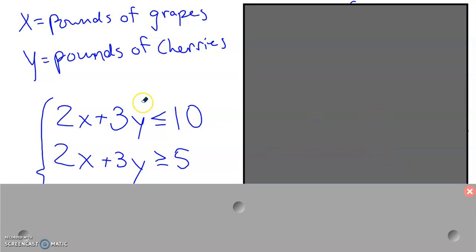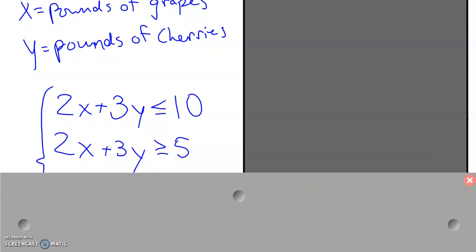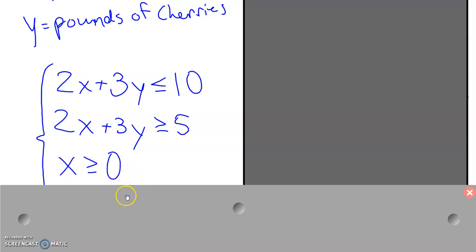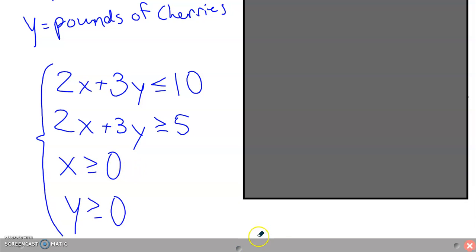constraints on these numbers. One thing you have to consider anytime you're doing a real-world problem is, can these numbers be negative? Can I buy a negative amount of grapes? And the answer would be no, I cannot. That would be like bringing grapes back to the store and just setting them down and getting paid. And that's not how grocery stores work. So I need to say that x has to be greater than or equal to 0, and y has to be greater than or equal to 0.